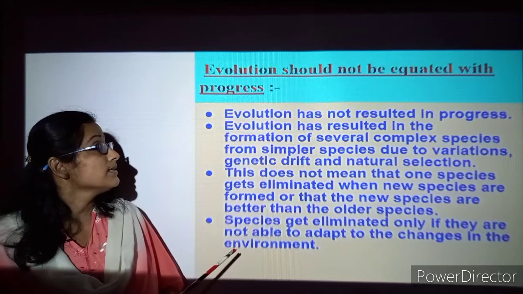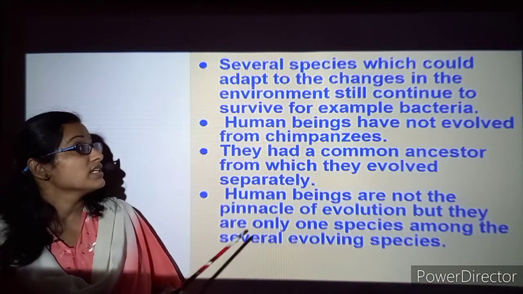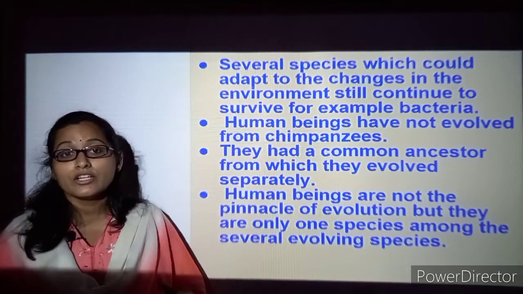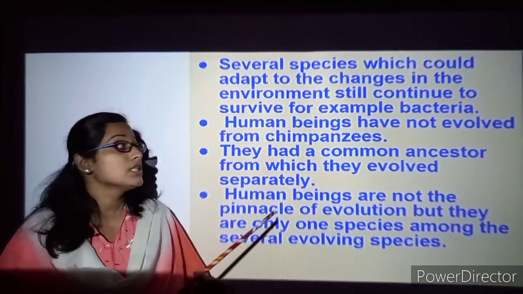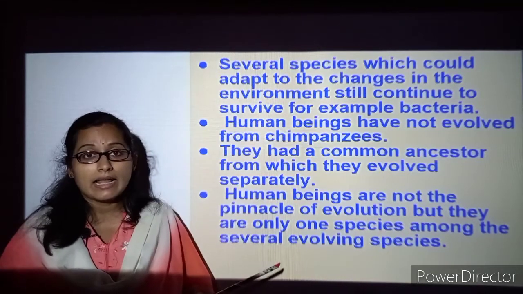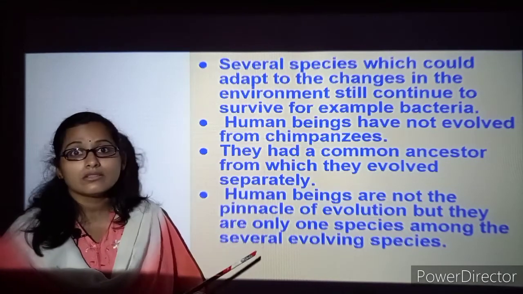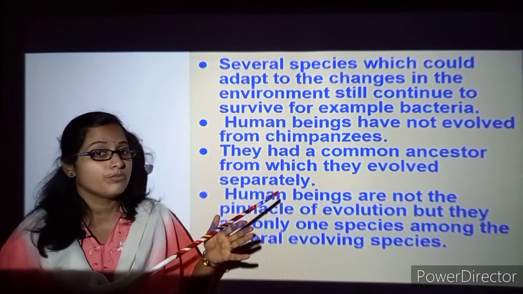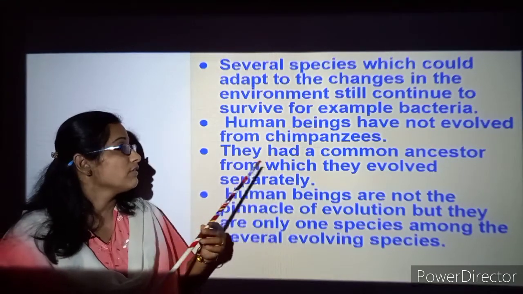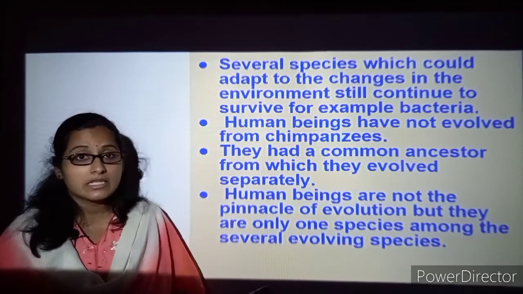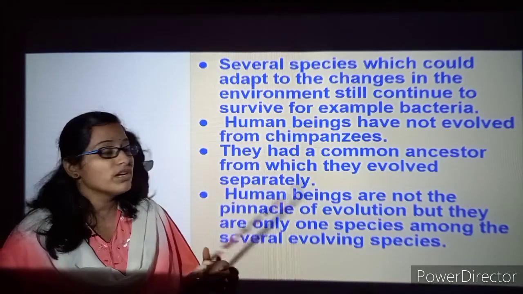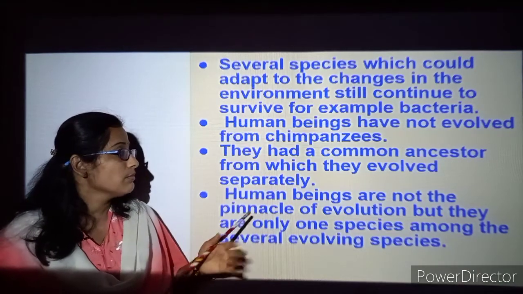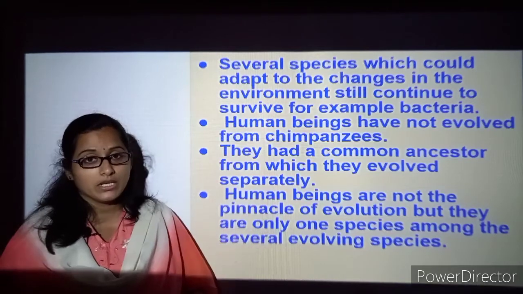So next we can see that several species which could adapt to changes in the environment continue to survive. As we can see now, bacteria is still alive. As for human beings, we say that we come from the ancestors of chimpanzees, but it's not true. We have not evolved from chimpanzees, but you can see that there is a common ancestor. The common ancestor for human beings and chimpanzees is the same, and they evolved separately later.